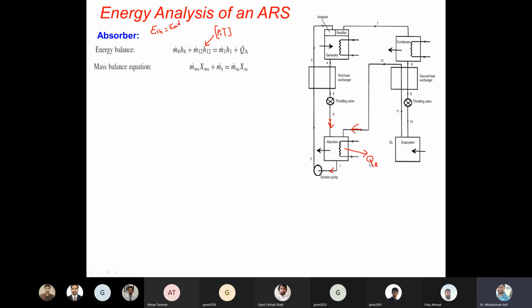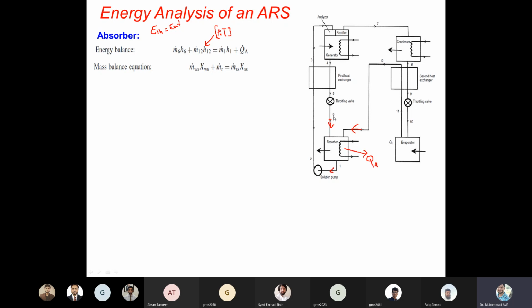Now we will not talk about the heat, so we can remove QA, because now we have to see only the mass. For mass, we have just three streams: one is from 12, another one is 6, and the next one is 1. So mass balance means the two masses are coming in and the one mass is going out, right? That's called the mass balance.